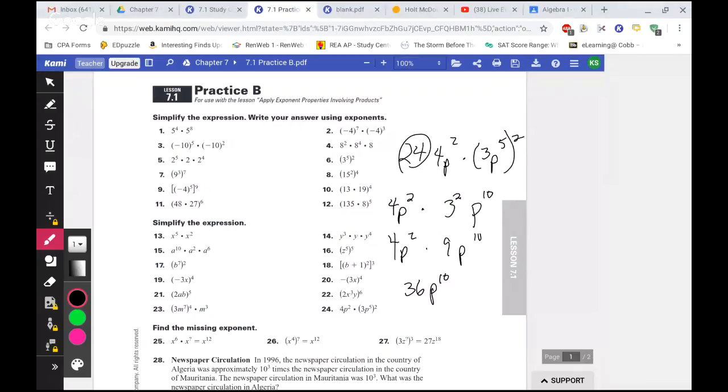All right. So does that make sense to everybody on how that works? I don't understand how you got p to the 10th. Oh, I'm sorry. It's p to the 12th. I wrote it down too quickly. I'm very sorry, guys. Okay. You have to add the 10 and the 2.